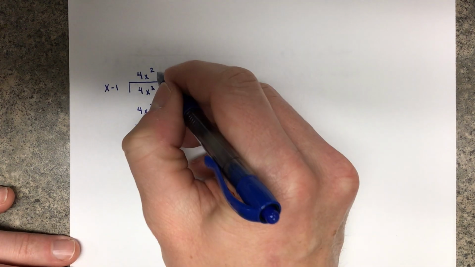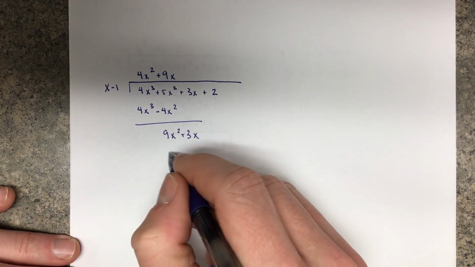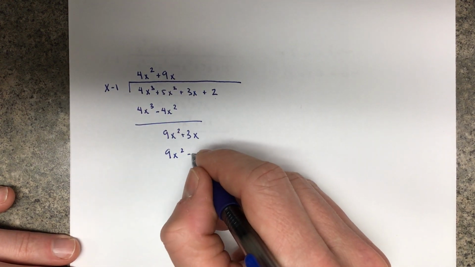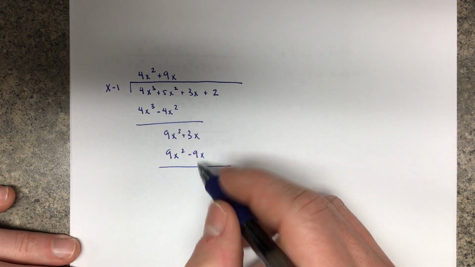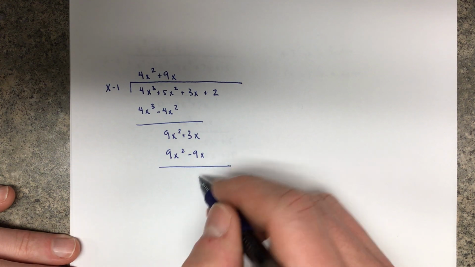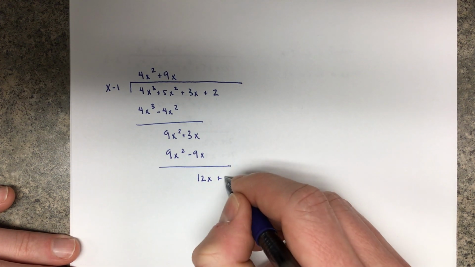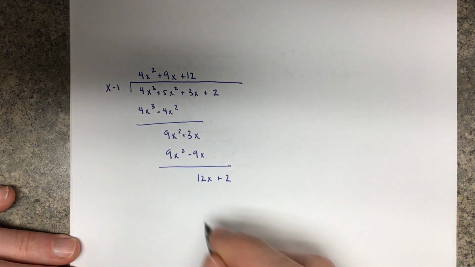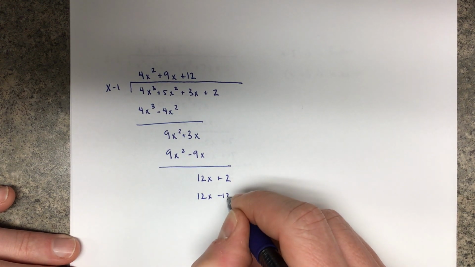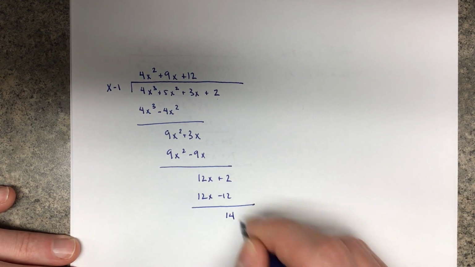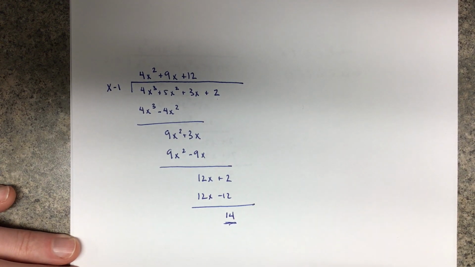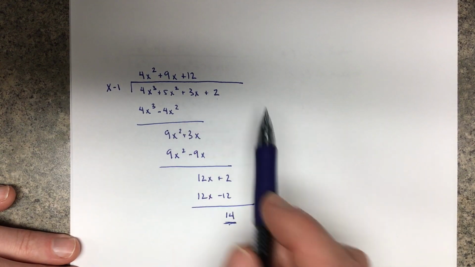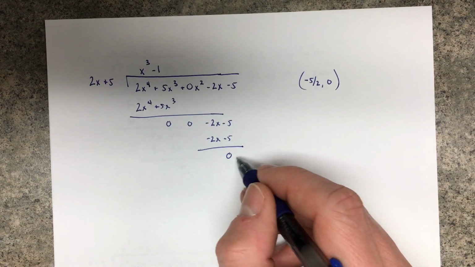X times what is 9x squared? Plus 9x. And then multiply. 9x times x is 9x squared. 9x times negative 1 is negative 9x. And now subtract. 3x minus 9x is 12x. Bring down the 2. And then x times 12 is 12x. 12x minus 12, subtract, and you get 14. You're like, oh, I got 14 and not 0, which means this is not a factor of this. Remember, it only is a factor if you get a 0 here.